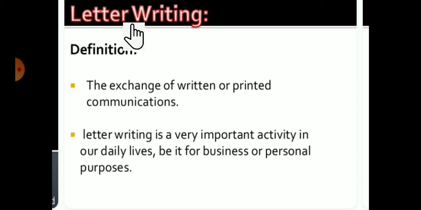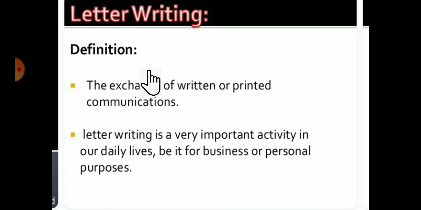So students, let's begin with letter writing. What is letter writing? What is its definition? To whom do we have to write the letter? What is the format of writing the letter? This is what we are going to discuss in this video. So students, let's quickly begin with today's topic without further delay and without wasting our precious time.